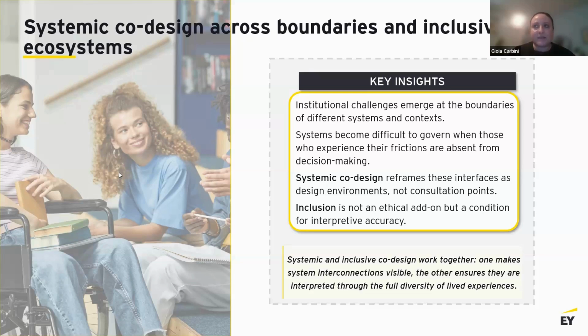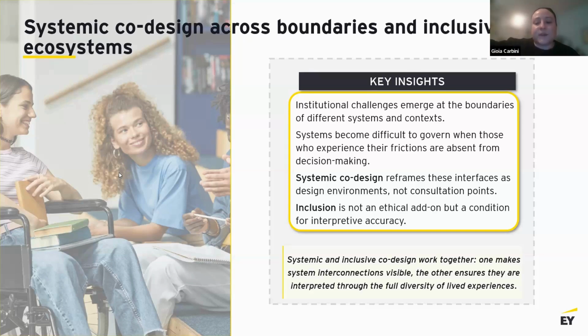And the inclusive dimension is therefore not an ethical accessory. It's a condition. So we need to take into consideration how the inclusive dimension is a necessary condition, not just from an ethical perspective, but also for accuracy, because systems reveal their behavior only when those who experience their consequences contribute to their interpretation.